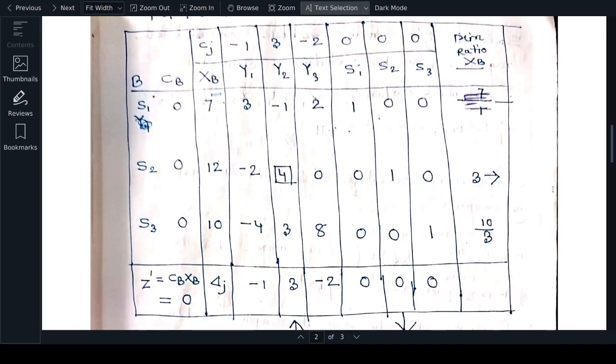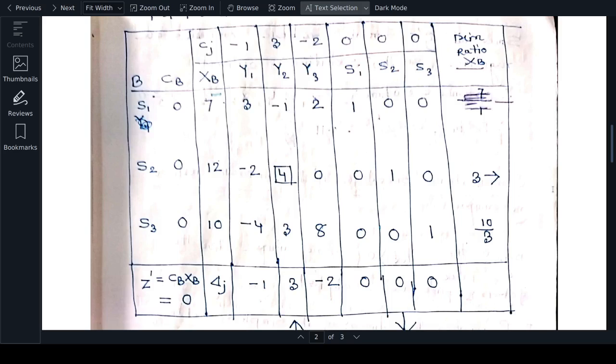So you see in S1 column is 1 0 0. So you give this column to the first preference. So S1 will be top. In B, you see S1. First I have written S1. Then what is the coefficient of S1? 0. So in CB I have written 0.